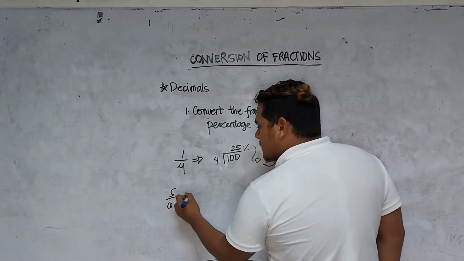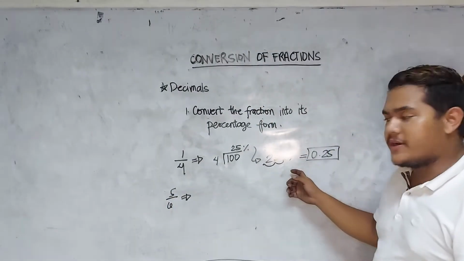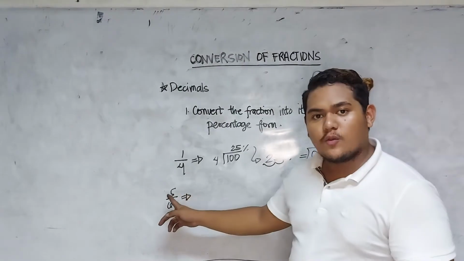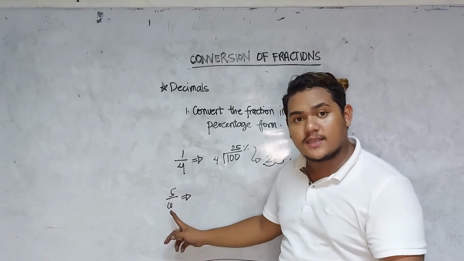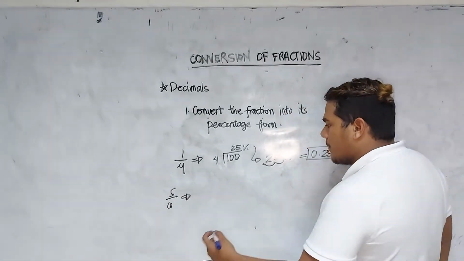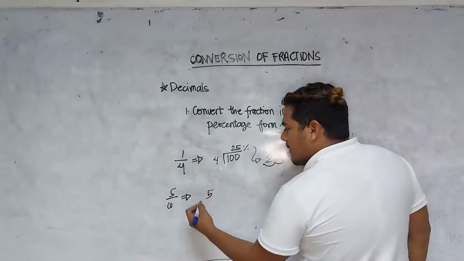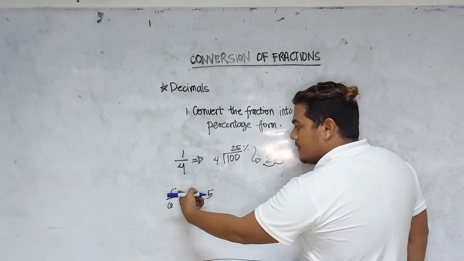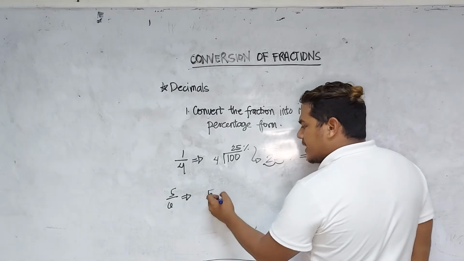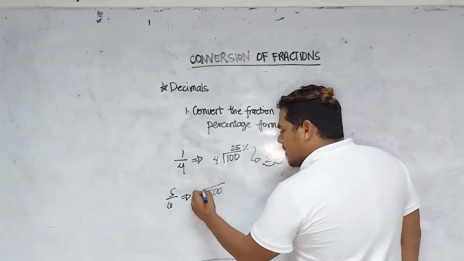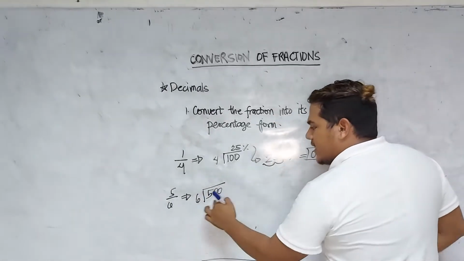What is its decimal form or decimal conversion? The first step is to convert 5/6 into its percentage form. Paano nga gagawin yan? Multiply 5, the numerator, into its perfect percentage, which is 100. 100 times 5, 500. Divided by 6. 50 divided by 6, pila?